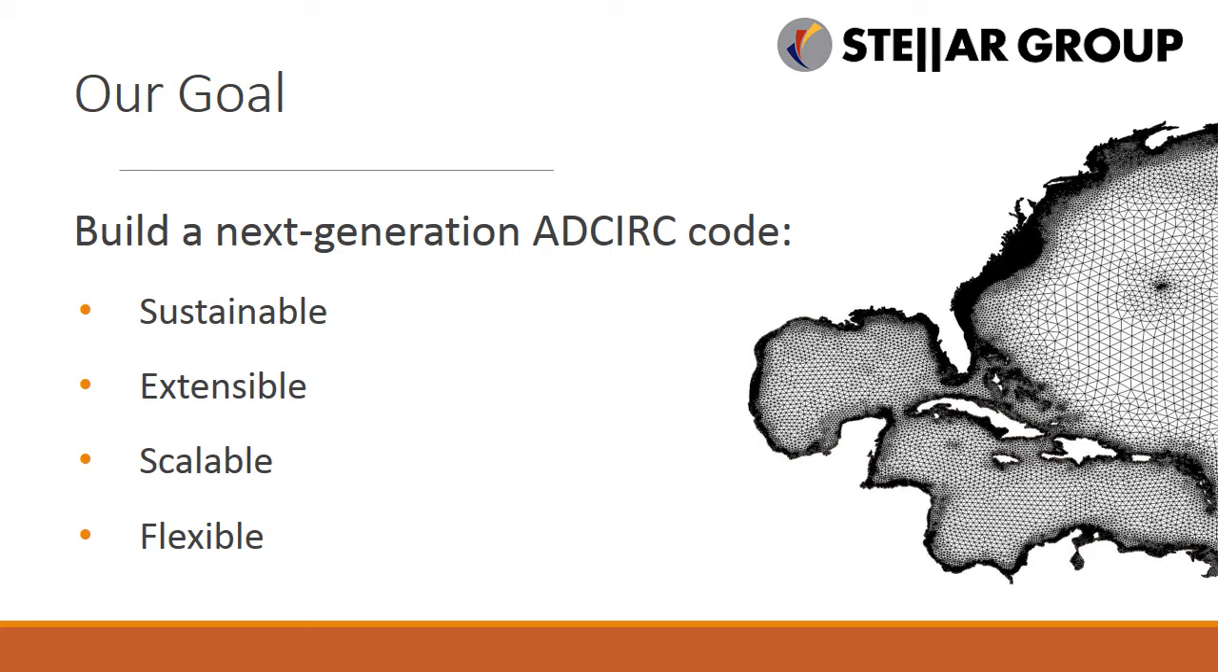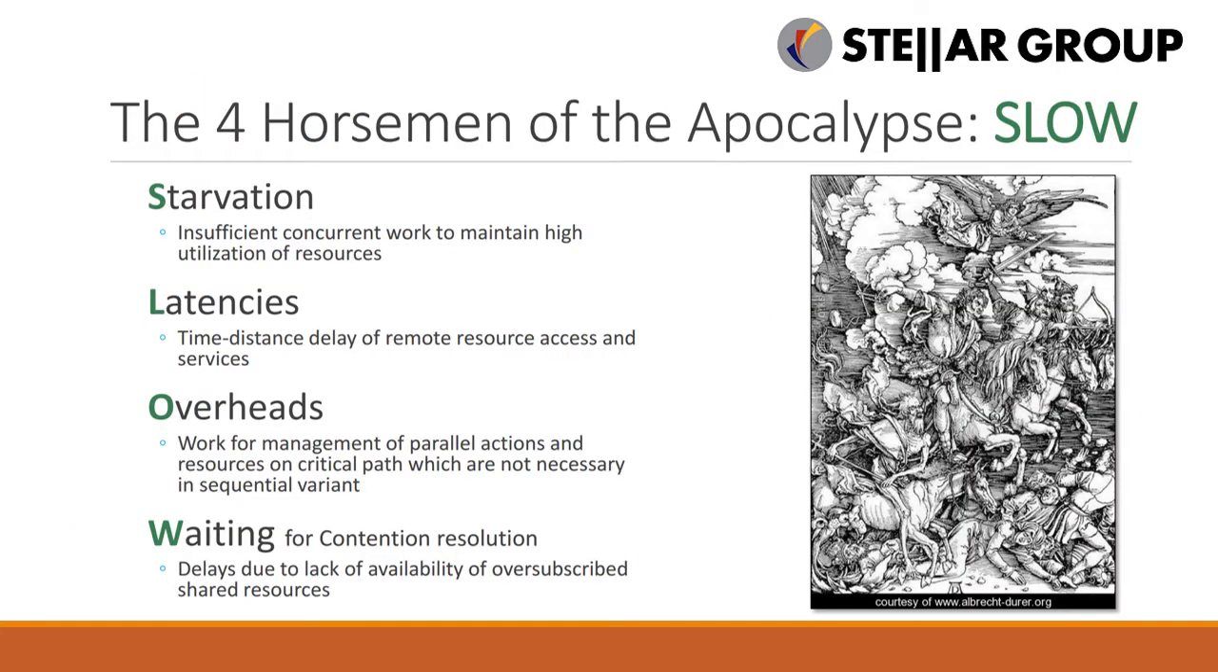So before I talk about how we can make it faster, I need to talk about why codes are slow. This is a slide I stole from my boss. I'd like to introduce you guys to the 4 horsemen of the apocalypse. Starvation, latencies, overhead, and waiting for contention resolution. This is another really cute acronym because you put all those together and it spells SLOW. Starvation is insufficient concurrent work to maintain high utilization of resources. So in other words, you don't have enough parallelism to keep all of your computing resources busy all the time, and that's inefficient.